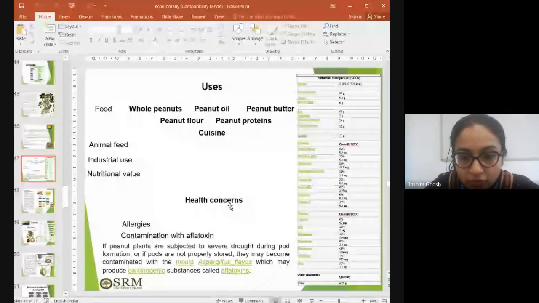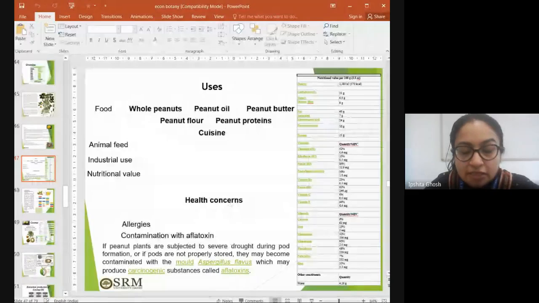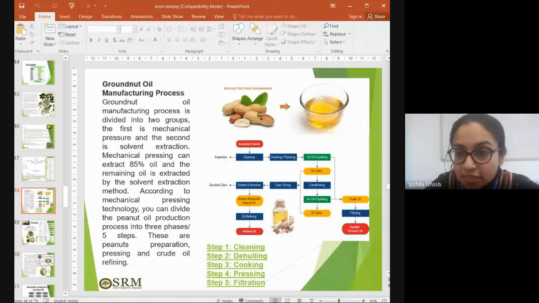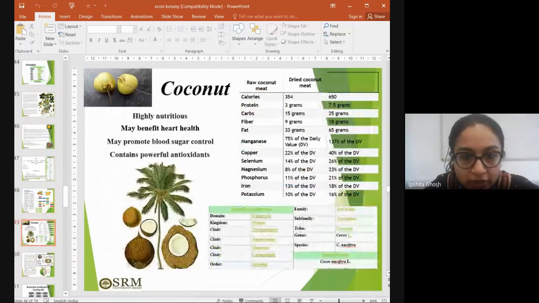Regarding the extraction process, there's a cleaning process followed by dehulling, then pressing, and finally the oil is extracted, filtered and purified, and procured and stored. That's the sequence. Then we spoke about coconut oil. It is also very highly nutritious.